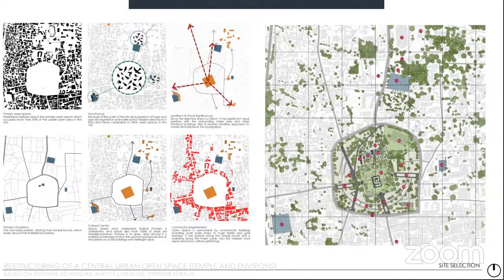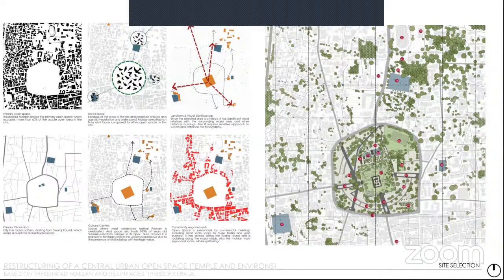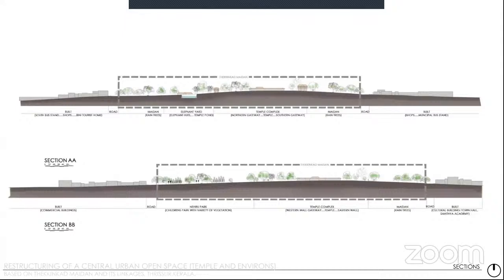The major challenge of the project is to turn the Maidan into a vibrant outdoor activity area without compromising on the historical heritage. This is the sectional view of the hillock. Detailed analysis.